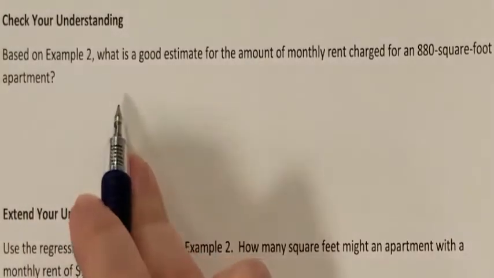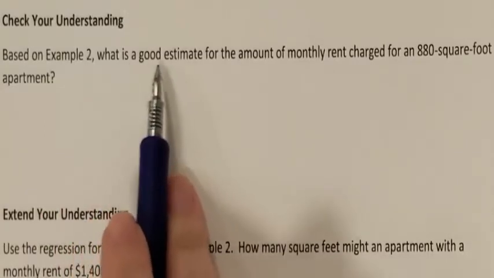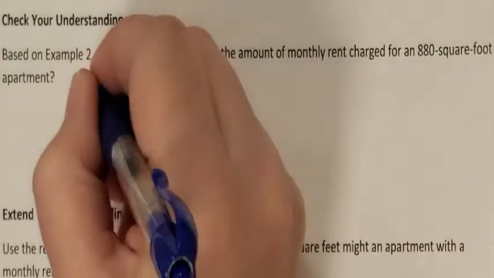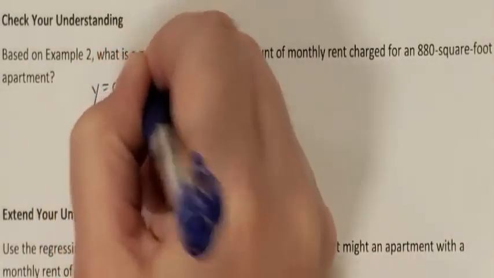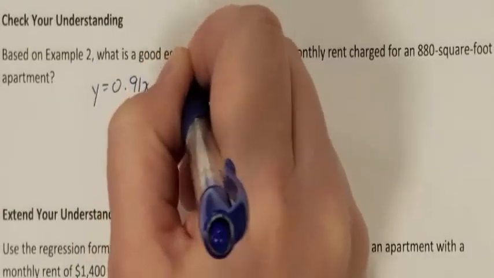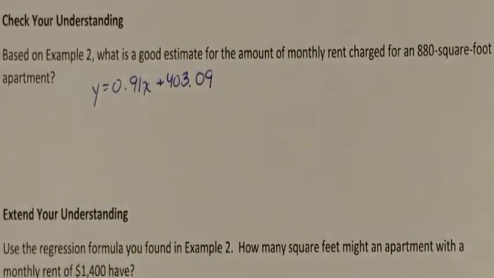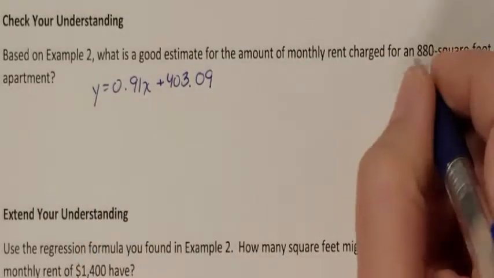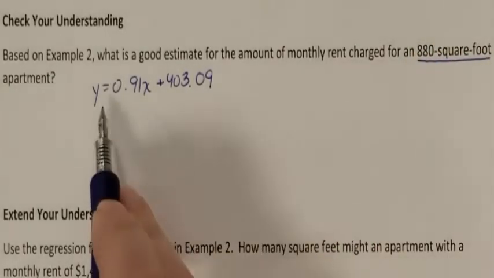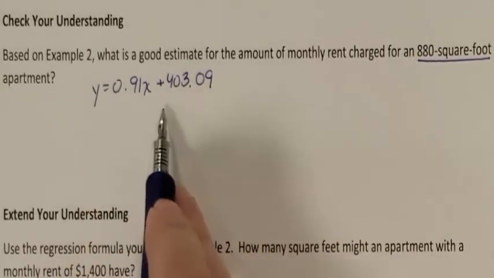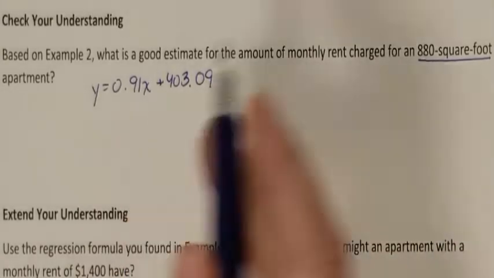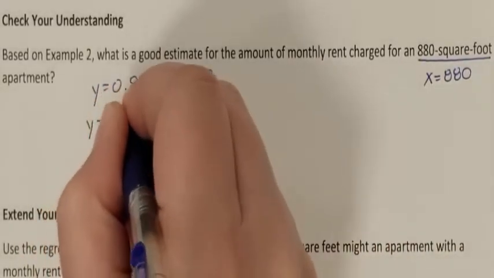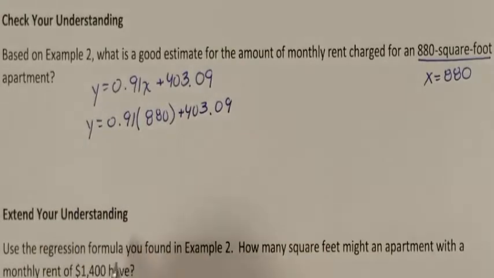Let's go ahead and check your understanding. Based on what we just did, it's asking what is a good estimate for the amount of monthly rent charged for an 880 square foot apartment. We came up with this prediction line equation based on our strong correlation regression line, where x is the square footage and y is your monthly rent. They are giving us a square footage. Because we have this strong correlation regression line, we are able to put the square footage in for x. So this is x equals 880. We're going to put that in for x, and we can go ahead and solve for y.